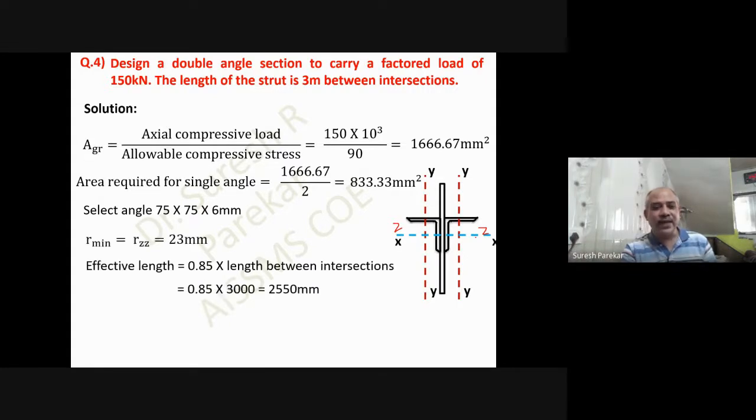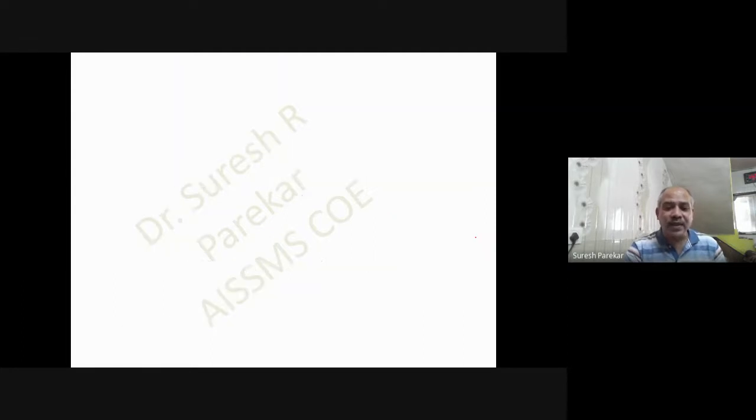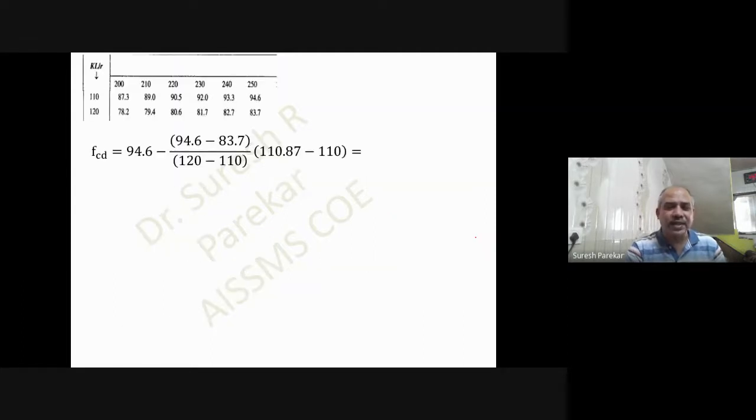And then from this I will get this value as 23 millimeters. So we are going to consider partial fixity, and K value we will take as 0.85. Generally for trusses, this value is taken as 0.85. And from this I will get the lambda value, and this value should be less than 180. For that you have to go to table number 3, where the maximum slenderness ratio is given.